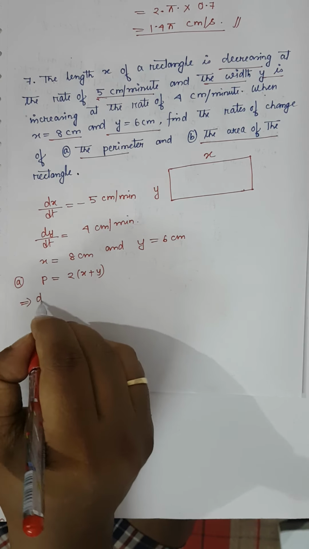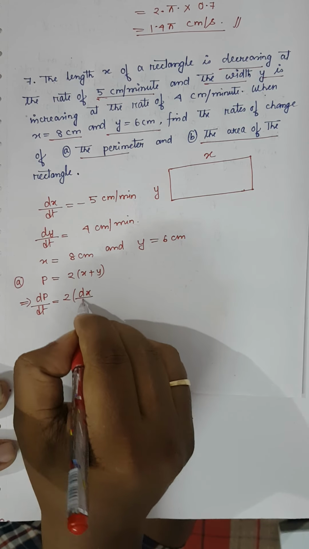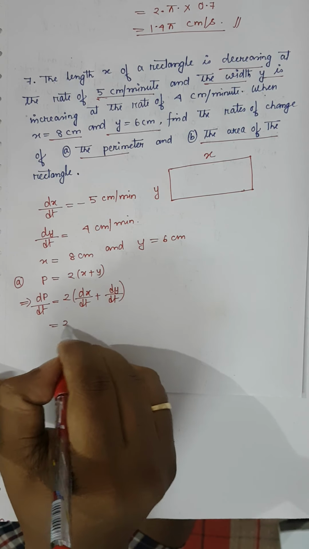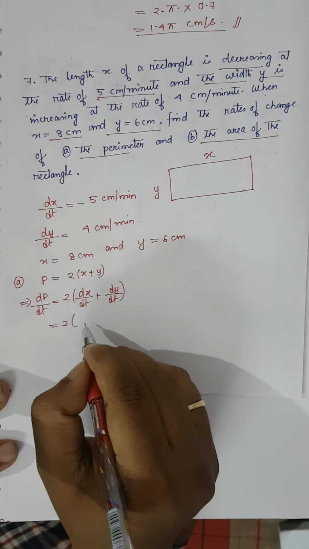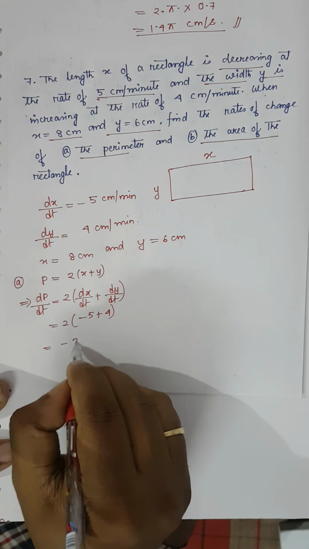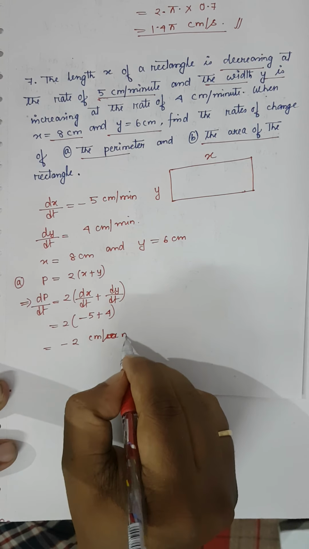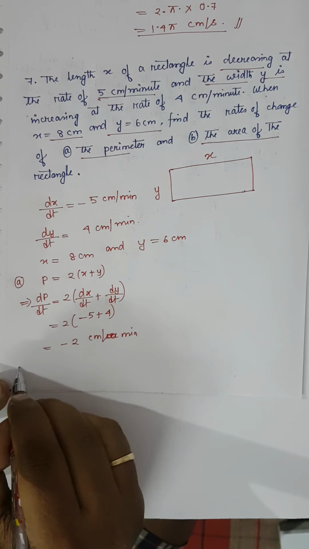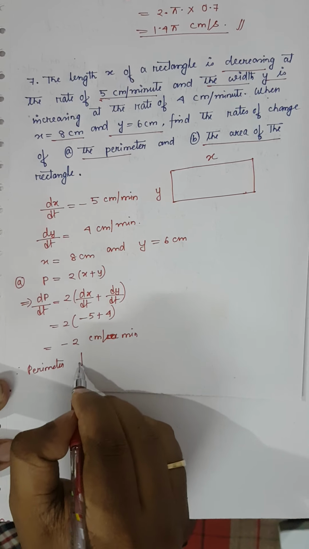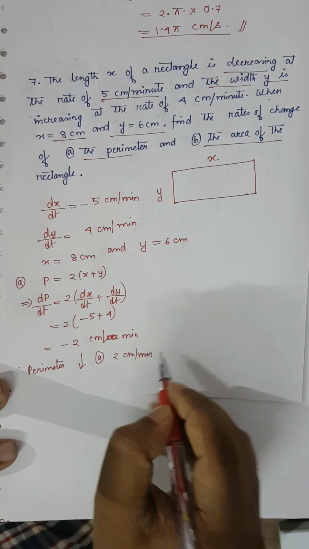So if I find dP by dt, I will get 2 into dx by dt plus dy by dt. Now if I place the values, the value of dx by dt is equal to minus 5, and for dy by dt it is plus 4. So the answer is minus 2 centimeter per minute. So we can say that the perimeter is decreasing at the rate of 2 centimeter per minute.